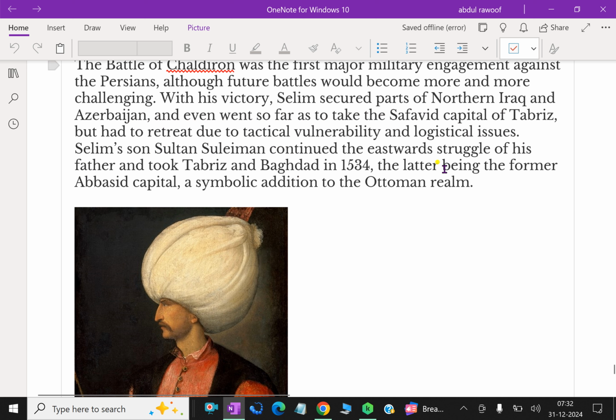vulnerability and logistical issues. Selim's son Sultan Suleiman continued the eastward struggle of his father and took Tabriz and Baghdad in 1534, the latter being the former Abbasid capital, a symbolic addition to the Ottoman realm.